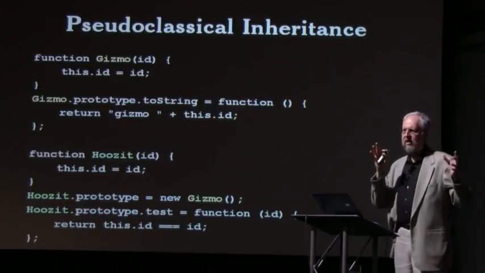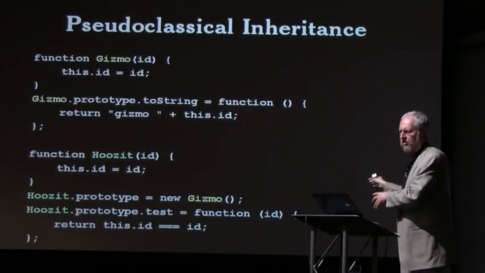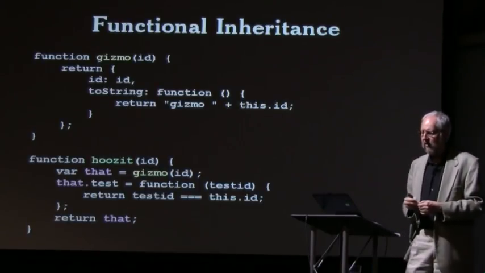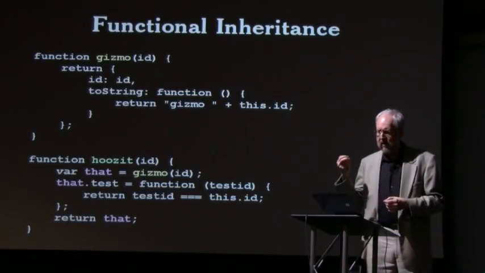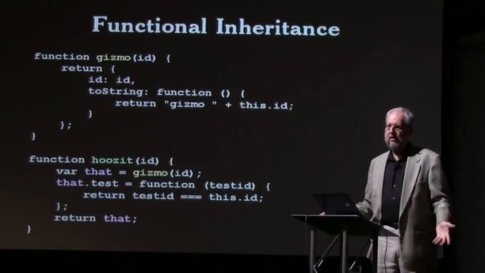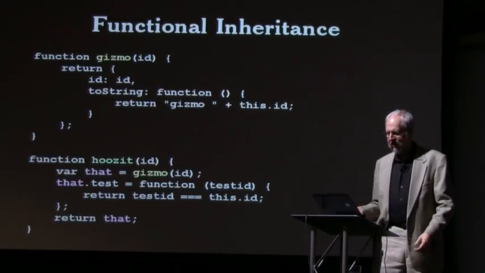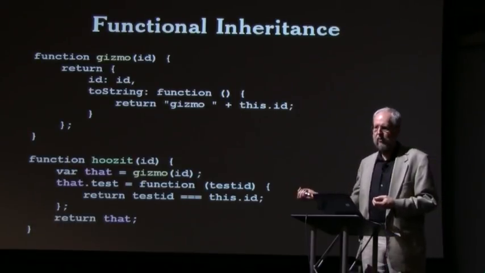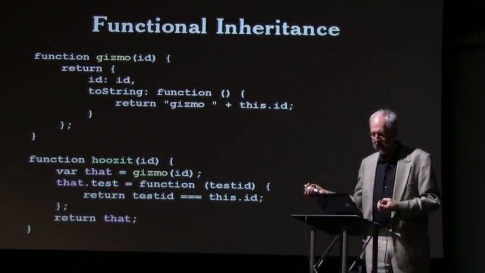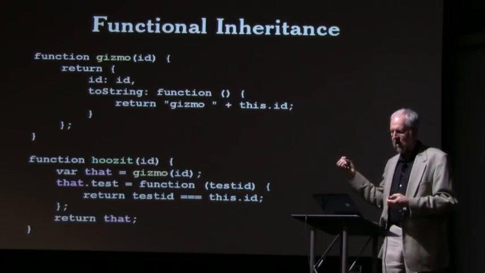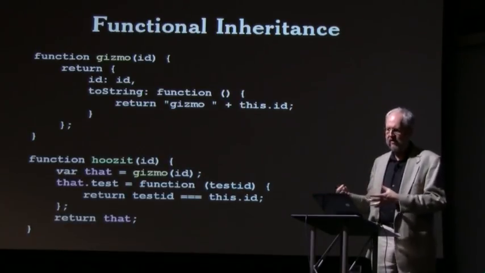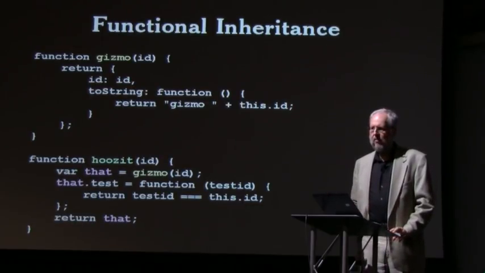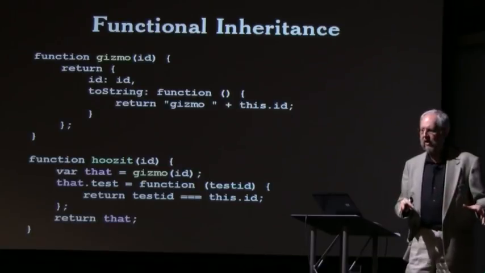So I want to apply this functional system instead to doing this. So this is how I would write it. So I've got my Gizmo. It returns an object literal done. That was really easy. And then my Who's It calls Gizmo to create an instance. It augments that, adding its test method, and returns that done. So it's really simple. But there's some other benefits that come from writing in this style.